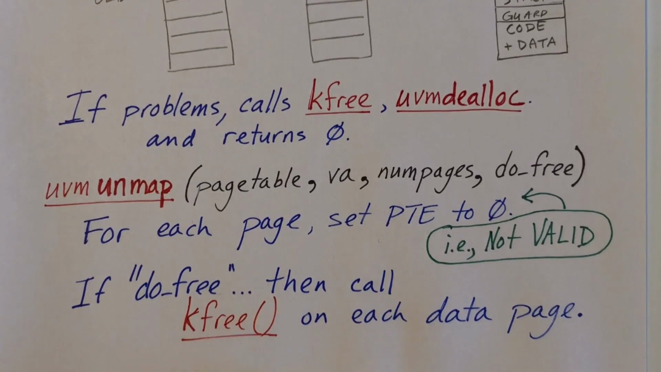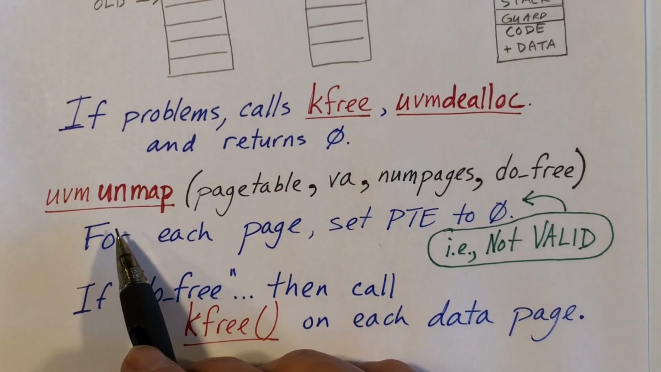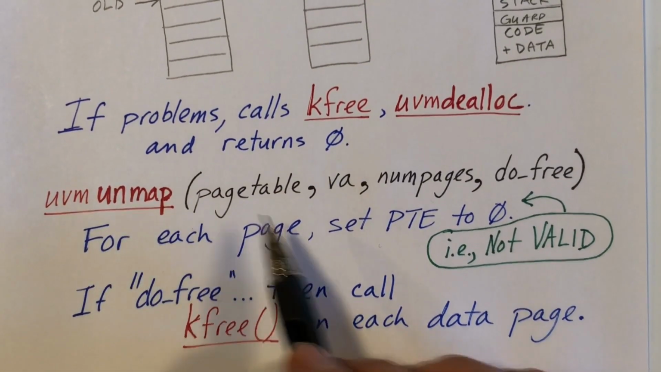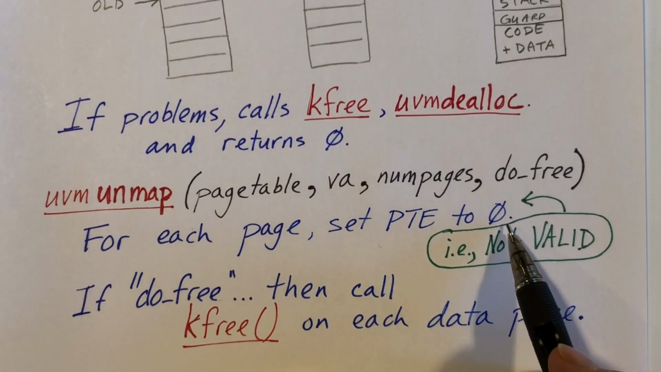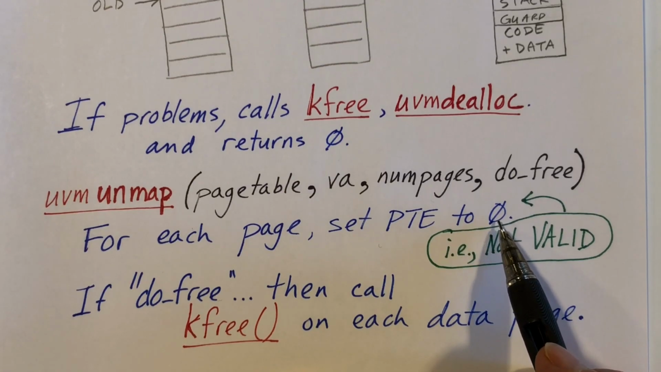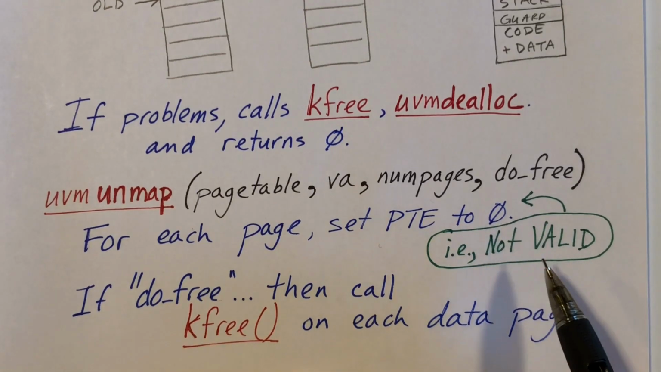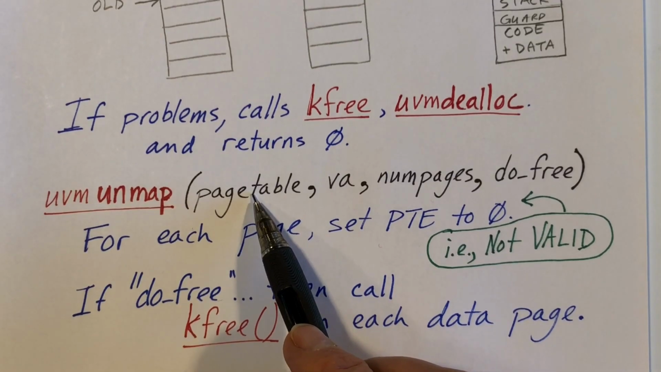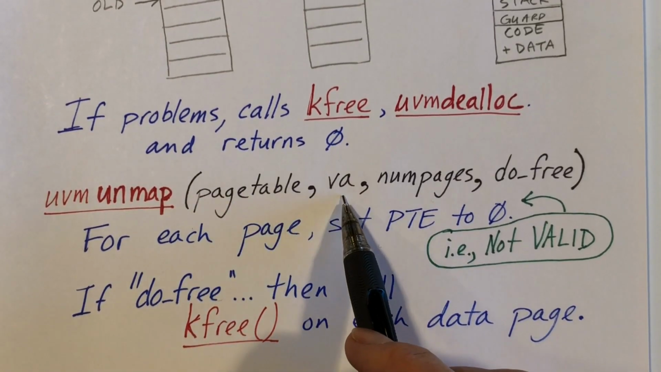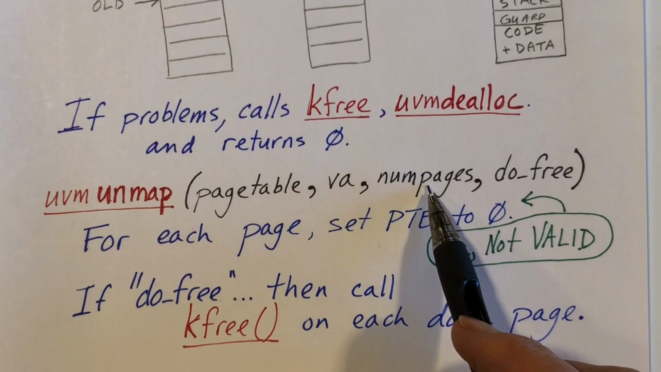We've also got uvmunmap, and this is going to go through each page and set its page table entry to 0, which includes the valid bit, and so it will, by definition, change this page table entry to an invalid entry. And so we have the pointer to the page table we want to modify, and the virtual address, as well as the number of pages we'd like to remove from the virtual address space.